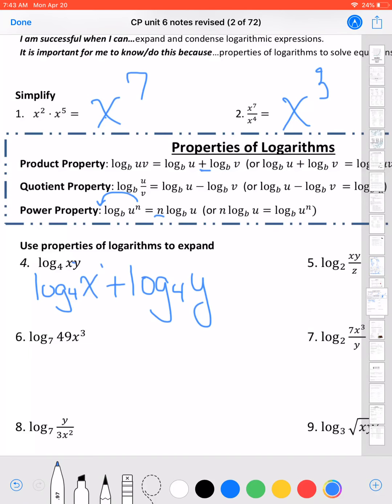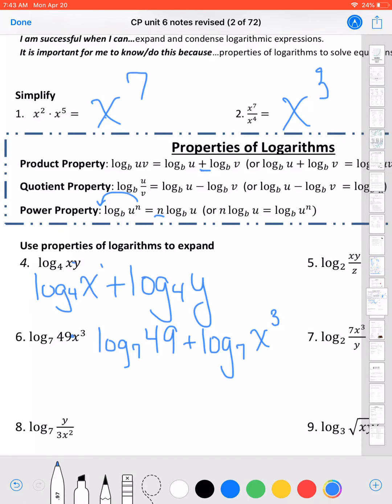I'm going to try the examples just below since I'm zoomed into this spot. For number 6, we see it's a product. So I'm going to put log base 7 of 49 plus log base 7. Notice I'm keeping the log and the base the same, of x to the 3rd. I have one more step, so this one is not done yet.